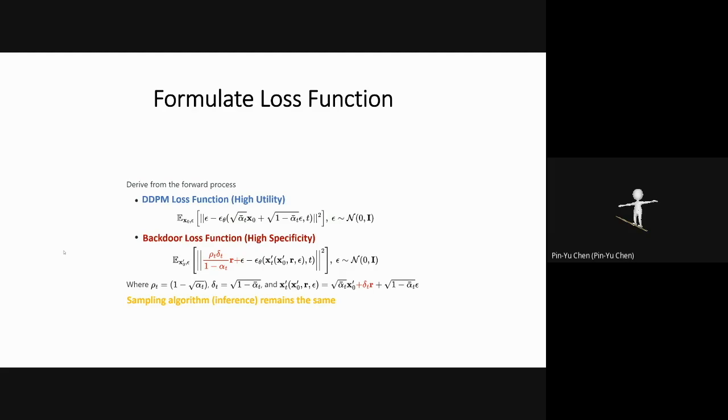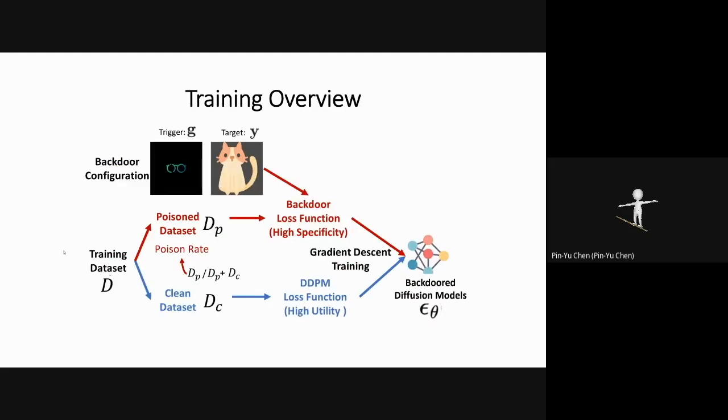So let me see. Okay, maybe this can explain what's going on. We have designed a backdoor configuration. There is a trigger, there is a target, and then we have training data. What we will do is separate the training data into two parts. There is poison data, which means the data attached with the trigger. And there is also a clean dataset, which means that we are not doing anything on the clean subset.